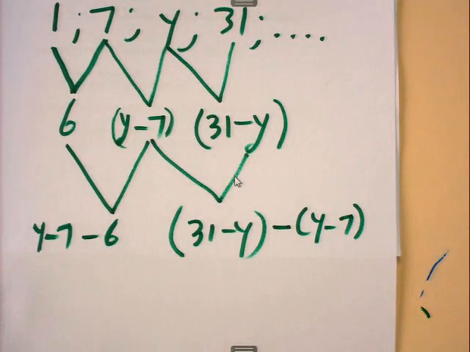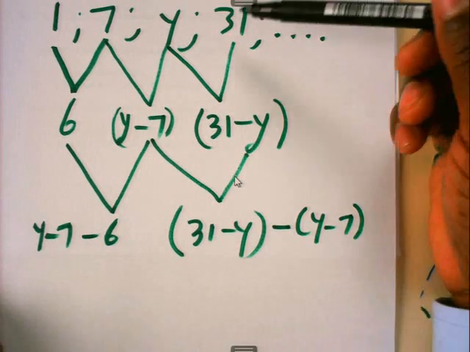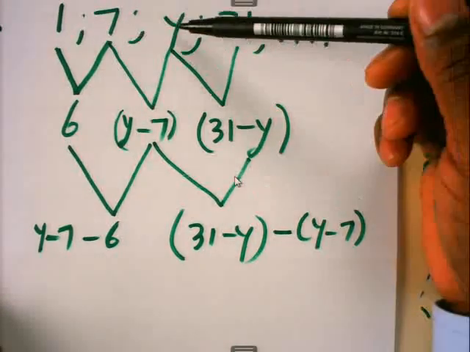So what is key about the second difference? Remember I said it's a given pattern, 1, 7, y, 31.